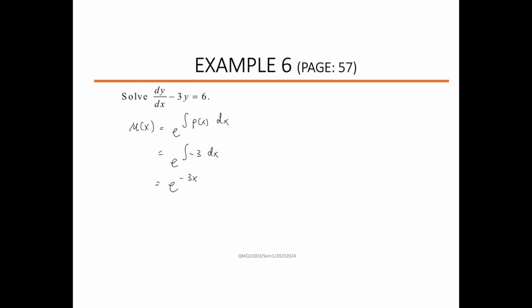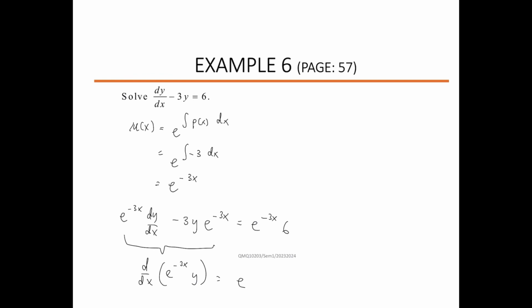Alright, multiply everything with mu(x). So we have exponent negative 3x multiply dy over dx minus 3y exponent negative 3x equal to exponent negative 3x multiply 6. The left hand side can be reduced to d over dx of mu(x) y, our mu(x) is exponent negative 3x times y. Right hand side, exponent negative 3x multiply 6.